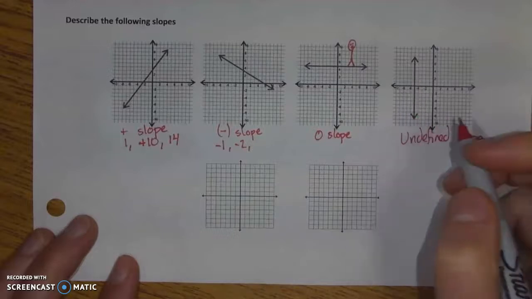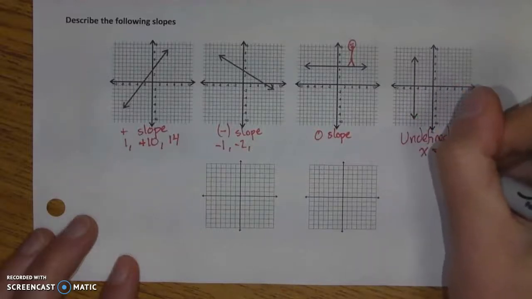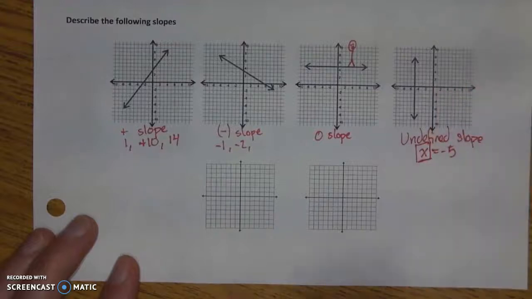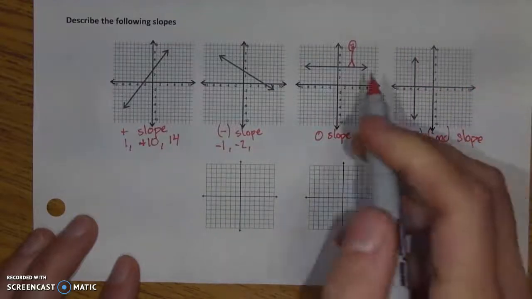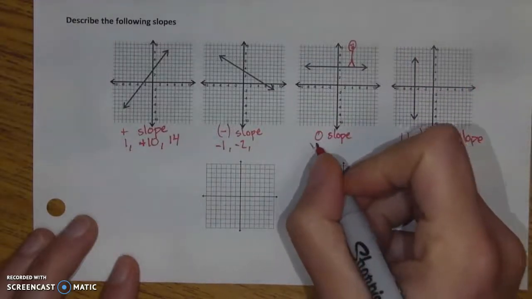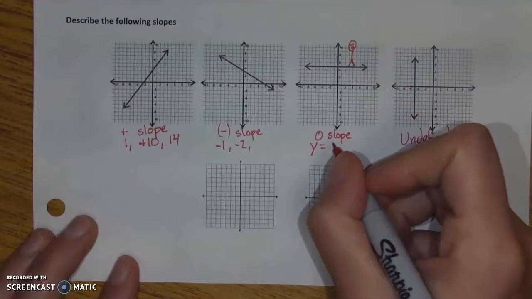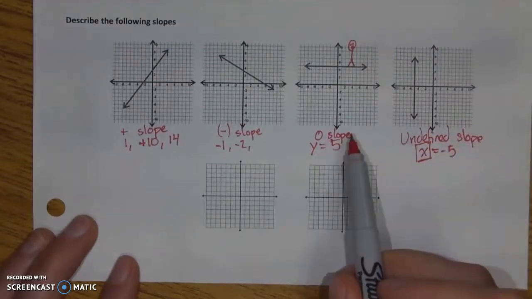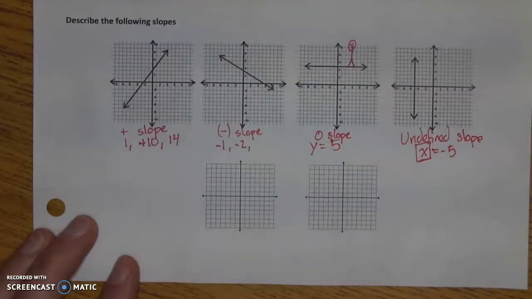So those are going to pop up with equations like this. If you have x is equal to like -5, where you have x equal to rather than y equal to, that's going to be the undefined. The 0 slope, in contrast, will still have a y equals, but it's not going to have any sort of x value in there. So this one will only have the y's.